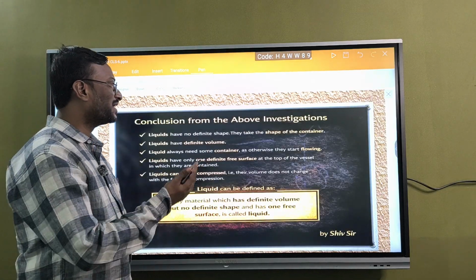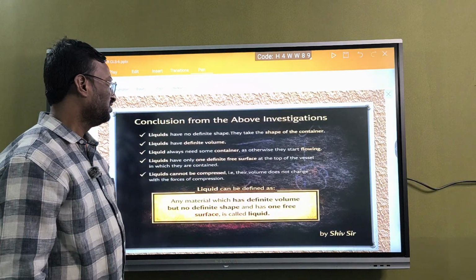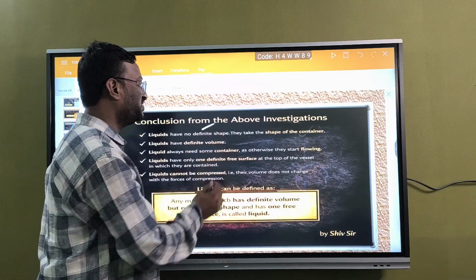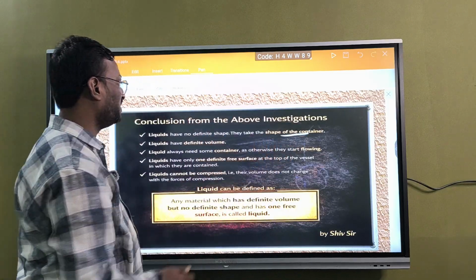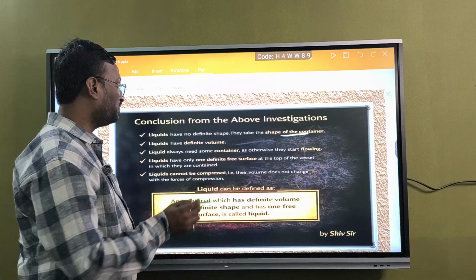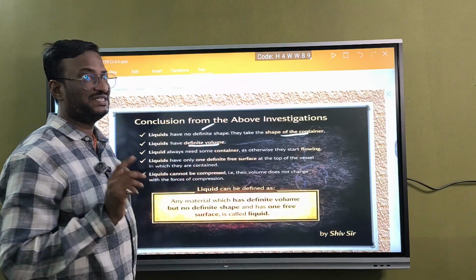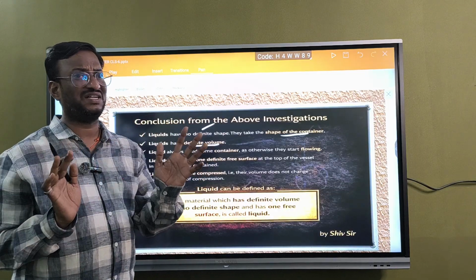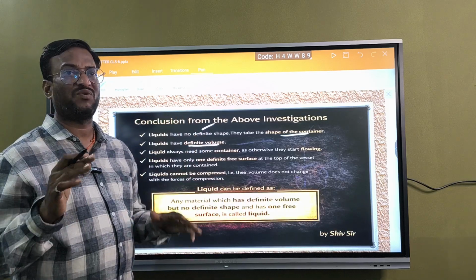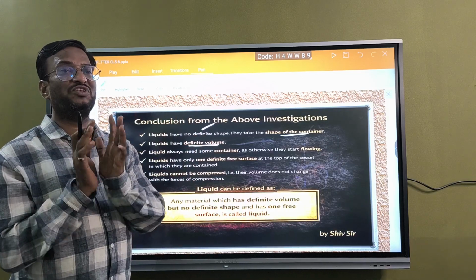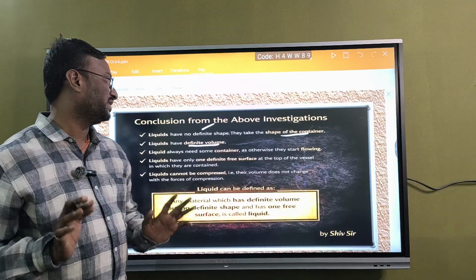Next we go for the conclusion from the above investigation. Liquids have no definite shape. They take the shape of a container, and liquids have definite volume. It has a definite volume but doesn't have a definite shape. Remember, the volume here is the container's shape.